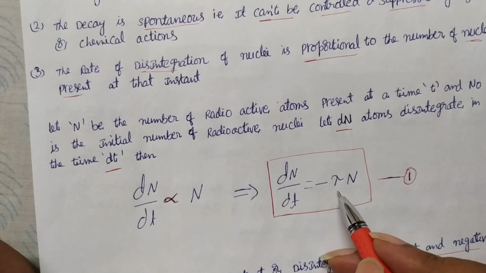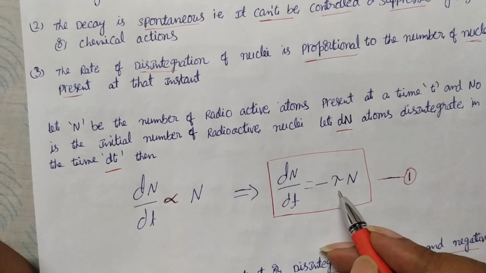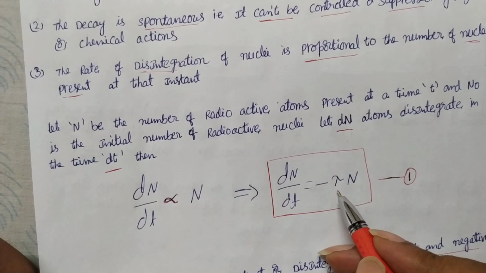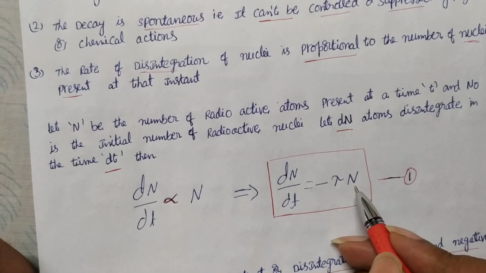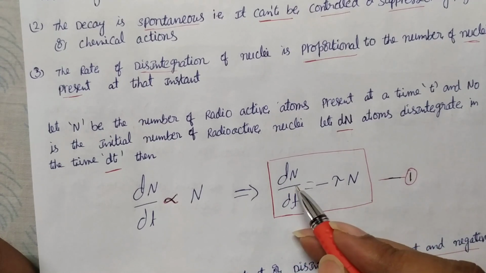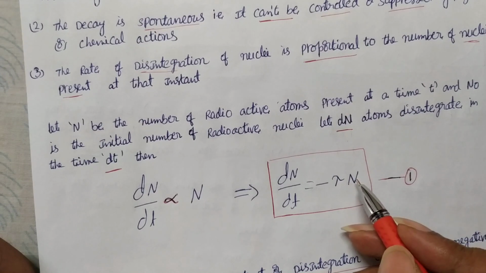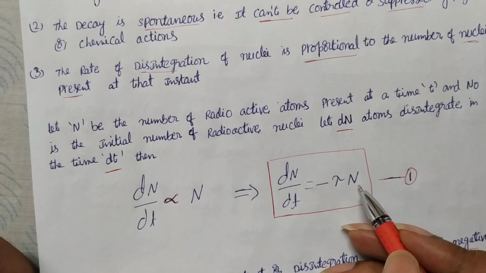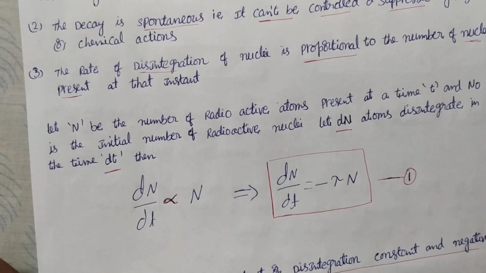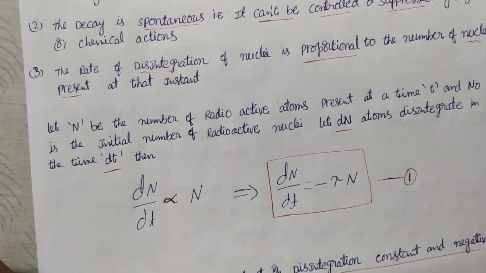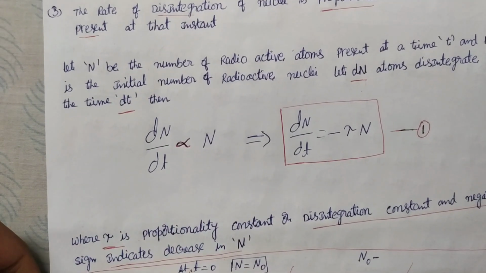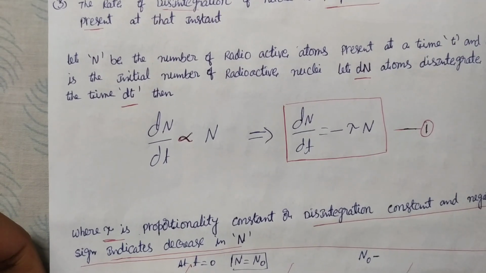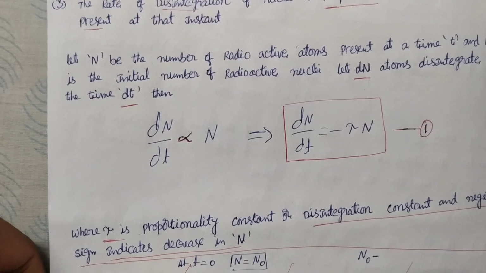To remove this proportionality, we use a constant, lambda. This is the proportionality constant here, which is the disintegration constant. And here the negative sign represents this is the initial number of nuclei present. Now what happened when some number of nuclei converted from parent to daughter nuclei? This number decreases. So this negative sign shows a decrease in the number of parent nuclei. That lambda is called the disintegration constant. The negative sign indicates a decrease in parent nuclei.